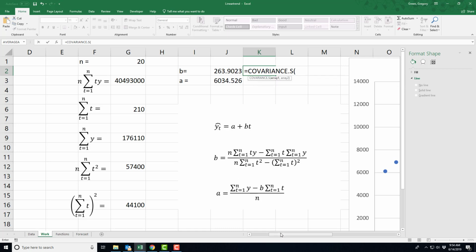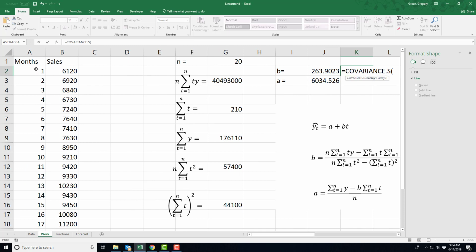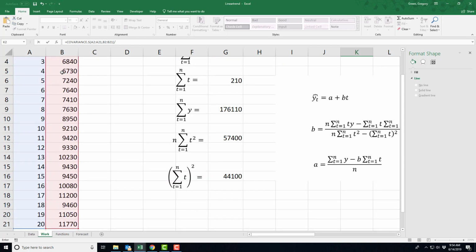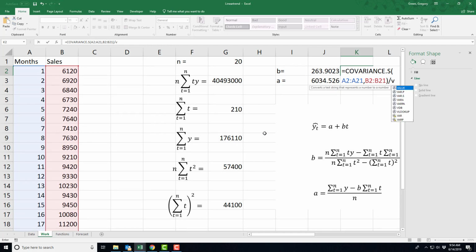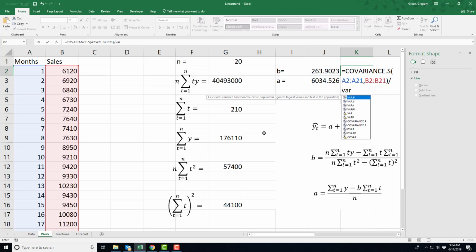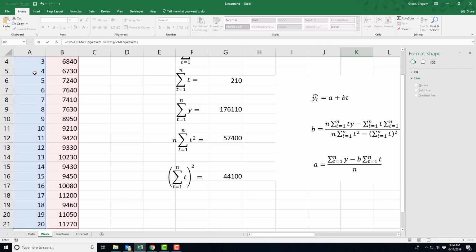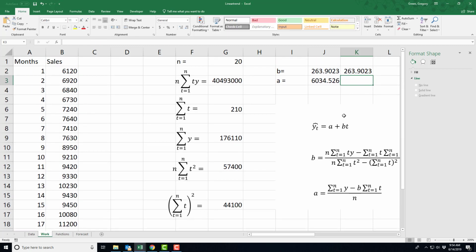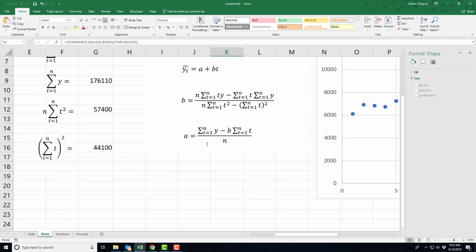between T and sales divided by the variance of the X values, which are months or time. And yes, you see that I did get the exact same answer. So there is some intuitive meaning to all of this graffiti here on the page.